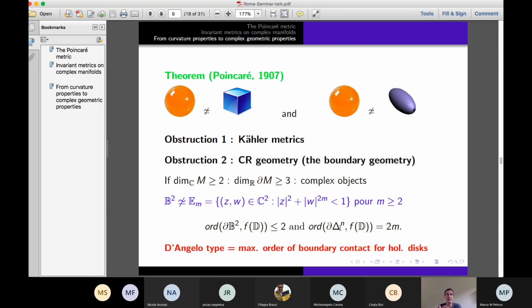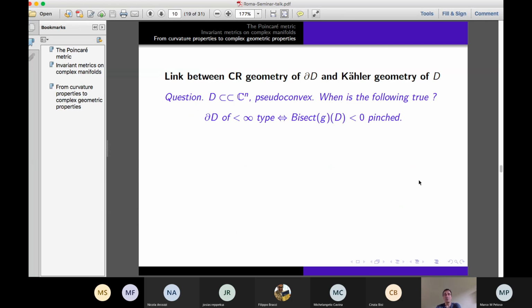To make things easier, we deal with smooth boundaries, almost everywhere, as in the case of the bidisk boundaries. So you see here there is another type of geometry, and from the Euclidean point of view, we understand more this geometry because it's quite visual, the geometry of the boundary.